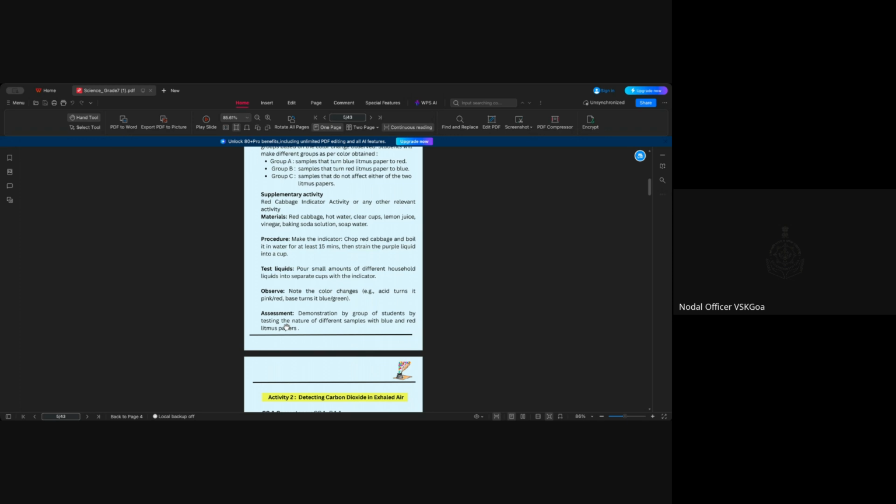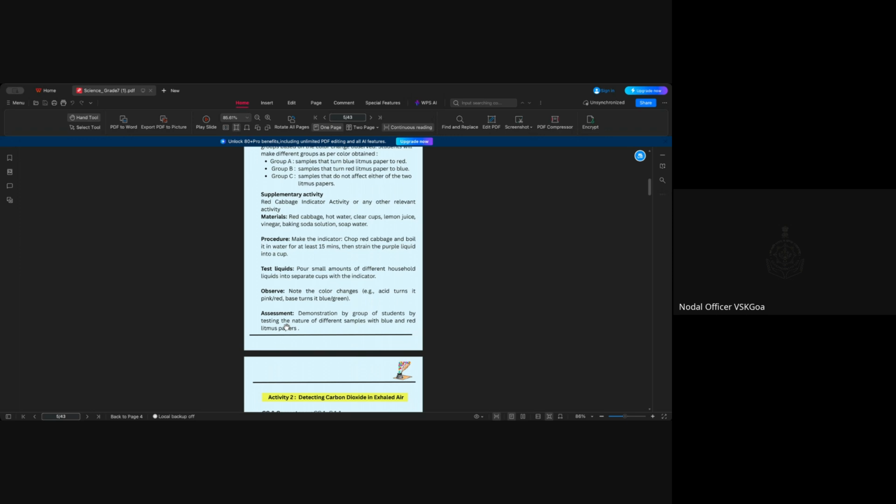Instead of litmus paper, another activity you can conduct is the supplementary activity mentioned here. That is a red cabbage activity, wherein they are going to prepare this indicator by chopping the red cabbage and boiling it in water for around 15 minutes and then straining this liquid into the cup. And the same way, like above, they are going to put this red cabbage indicator drop in our samples, and they are going to test the color change.